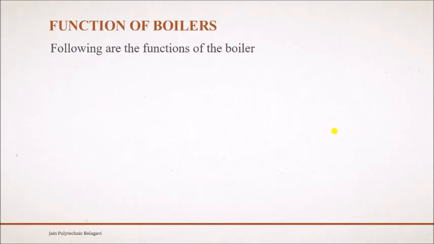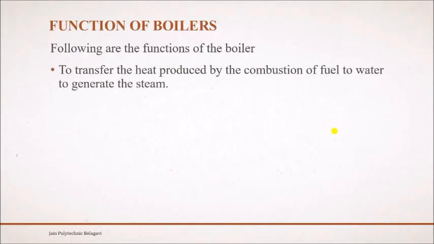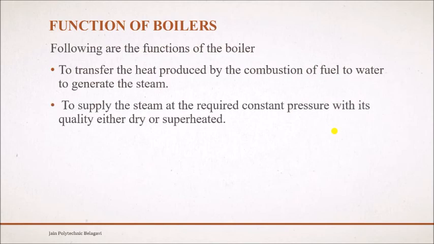And then finally, function. The main function of the boiler is to produce steam. How is that steam produced? The heat produced by the combustion of fuel, here coal, heats up the water and steam is generated. Another function is to supply the steam at the required pressure and quality, either dry or superheated, to further applications. For example, the steam is supplied to a turbine, where the turbine runs and power output is produced.